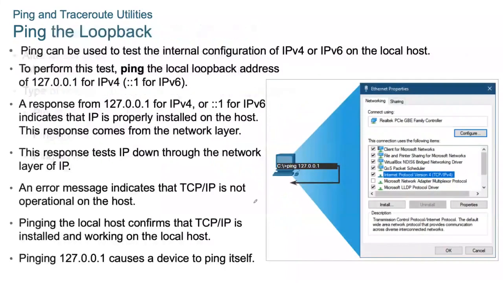So to ping the loopback, the ping can be used to test the internal configuration of your IPv4 and IPv6. For loopback, we use the IP address 127.0.0.1 for your IPv4 and ::1 for your IPv6. So that gives the local loop.